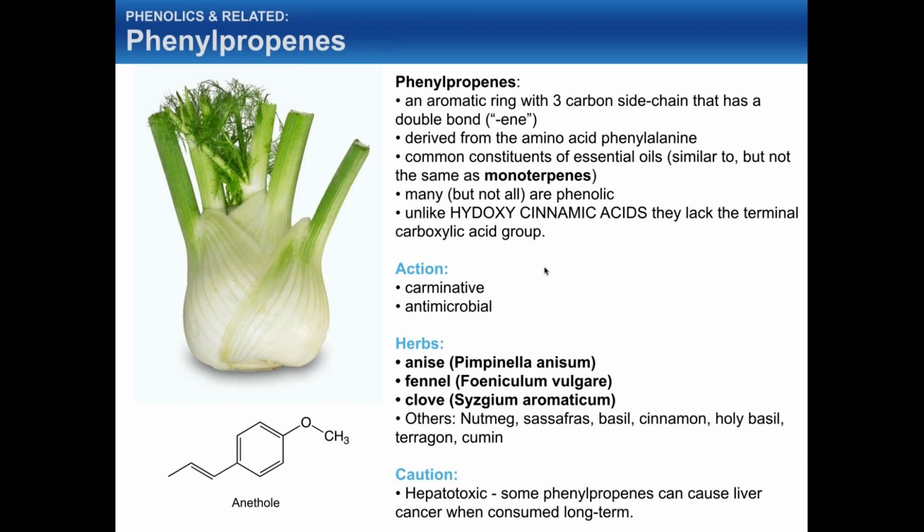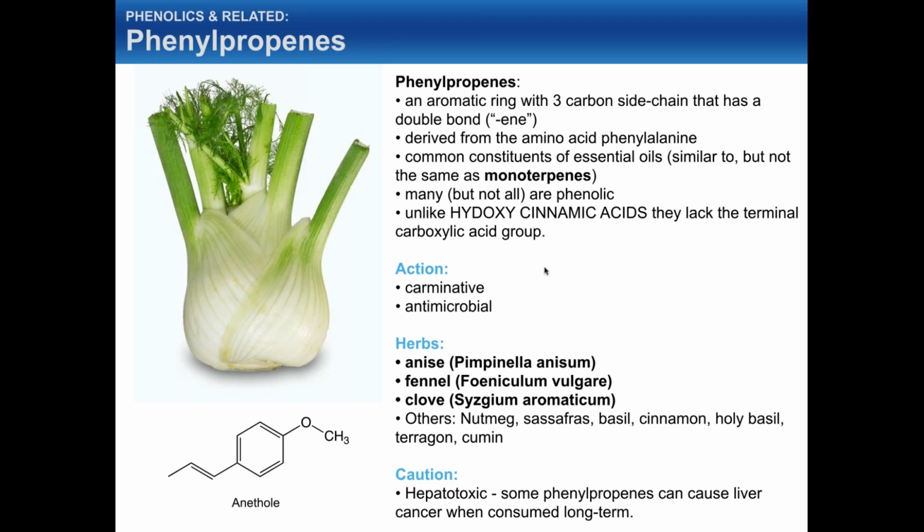They're small and volatile, so they're going to be primarily found in essential oils, because something this small will easily evaporate. Generally speaking, the boiling point of these would be around 300 degrees Celsius, plus or minus 50 degrees.